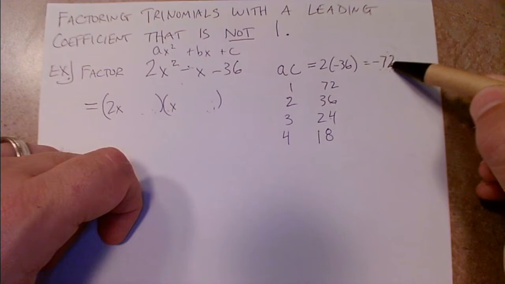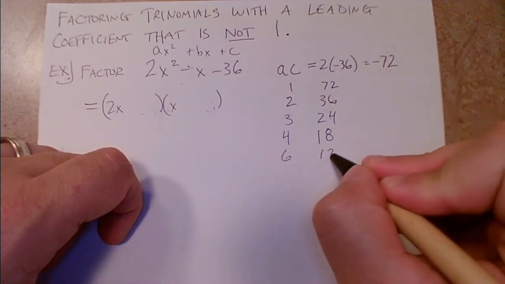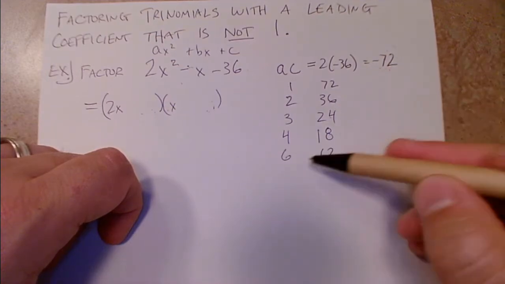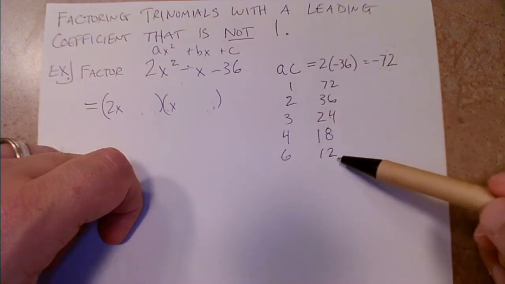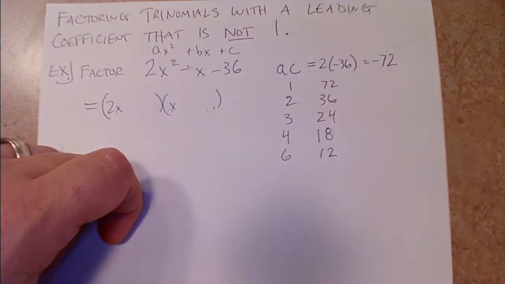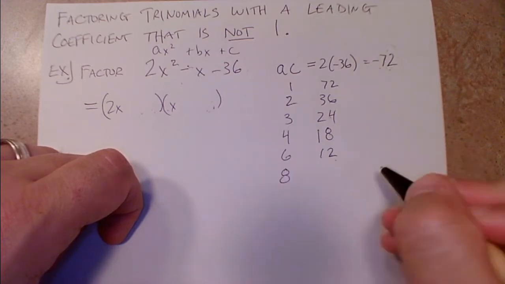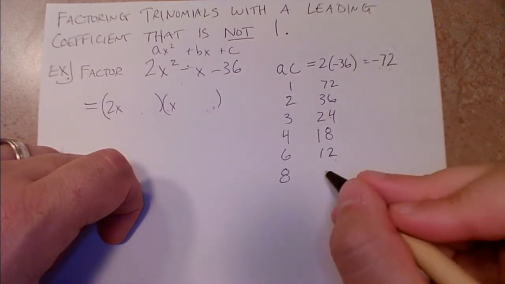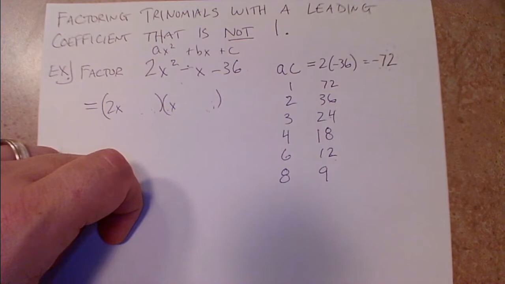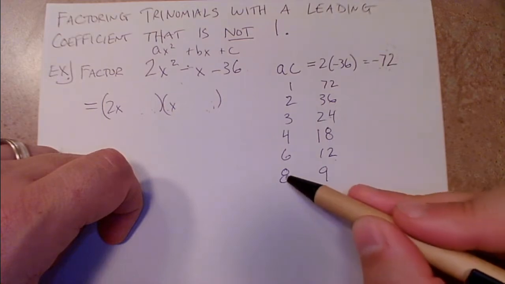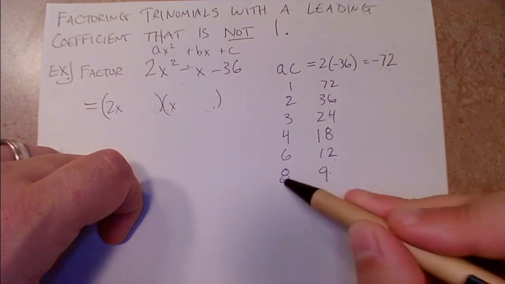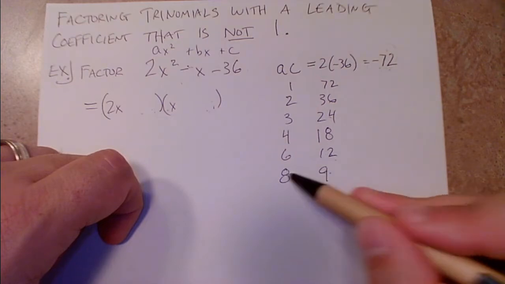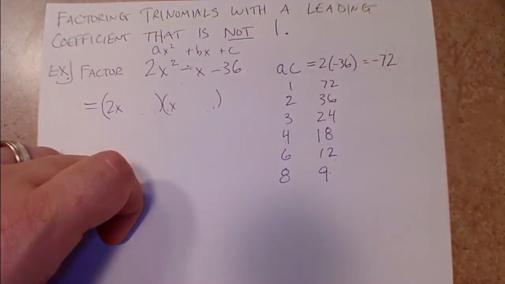6 does. It's 6 times 12, but that's going to add up to give me 18 or subtract to give me a 6 or a minus 6, and that ain't going to work, right? 7 does not go in there. 8 does go into 72. 8 goes into 72 9 times, and hey, look at that. 8 plus 9 is 17, that's not going to work, but 8 minus 9, that is going to give me a negative 1.